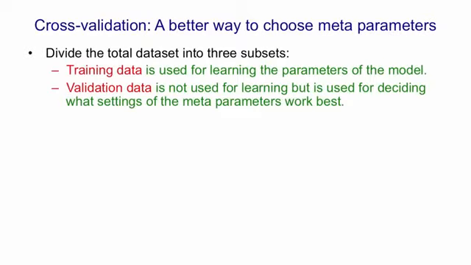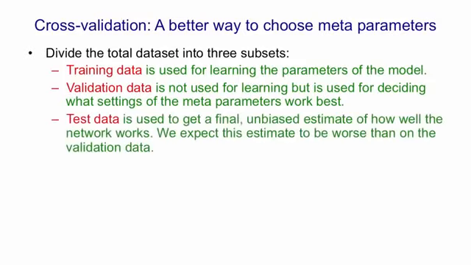But then once you've done that, and trained your model with what looks like the best number of hidden units and the best weight penalty, you're then going to see how well it does on the final set of data that you've held back, which is the test data. And you must only use that once. And that'll give you an unbiased estimate of how well the network works. And in general, that estimate will be a little worse than on the validation data.